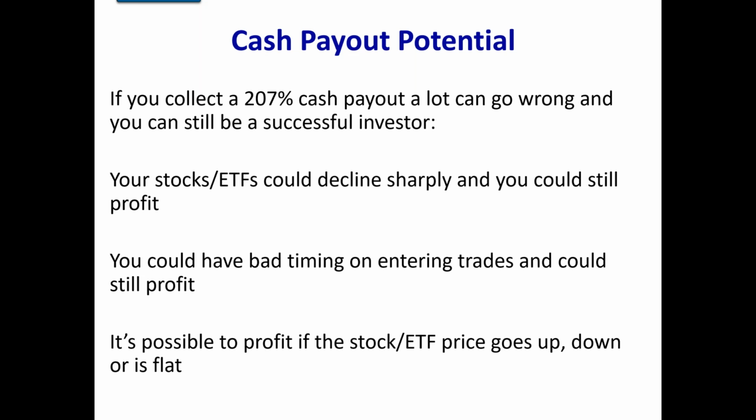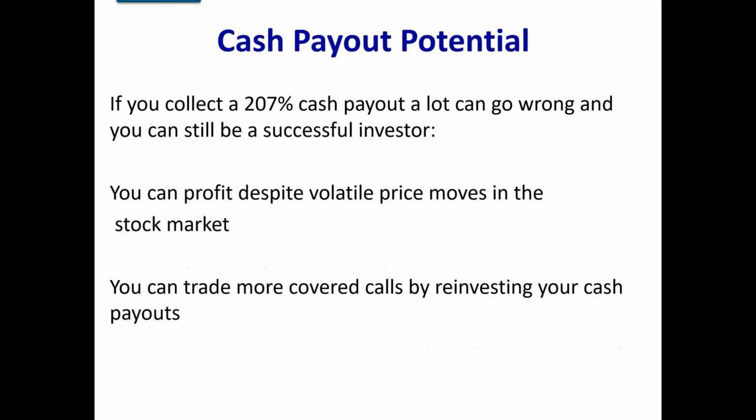The stocks or ETFs could decline sharply and you could still profit. You could have bad timing on when you enter the trade and you can still profit. And it's possible to profit if the stock or ETF goes up, down, or is flat. So if you're trading these weekly calls and all of a sudden there's a market correction, you're going to close out that weekly call each week, and then you have another opportunity to sell another premium. So you just keep selling that premium through up markets and down markets, and you can collect a pretty good cash on cash return over the course of the year.